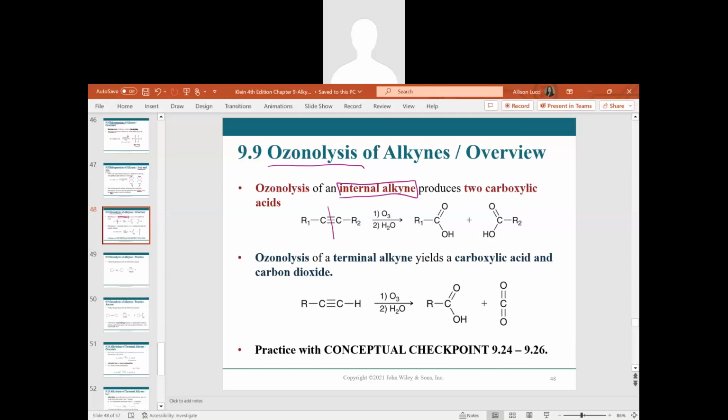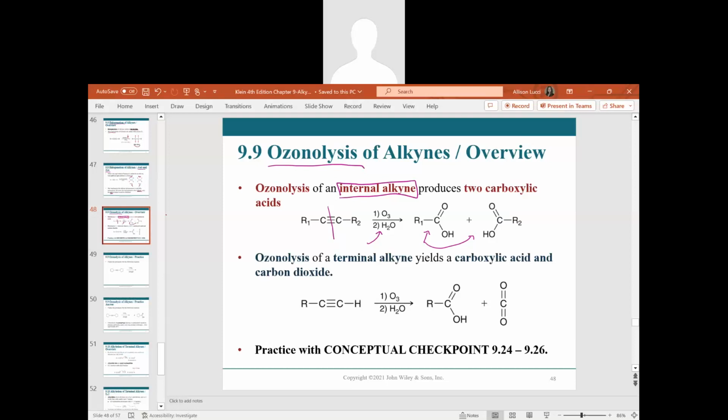And something to note is that before we needed dimethyl sulfide or another reducing agent, but we can use water here. And what we'll produce with an internal alkyne would be two carboxylic acids. So depending on those R groups, if it was a symmetrical alkyne, these would be the same product, but if there are different R groups, we would see two distinct carboxylic acids.